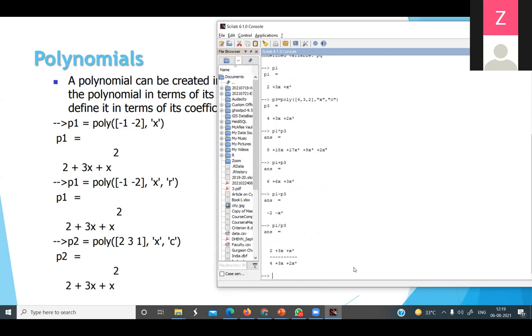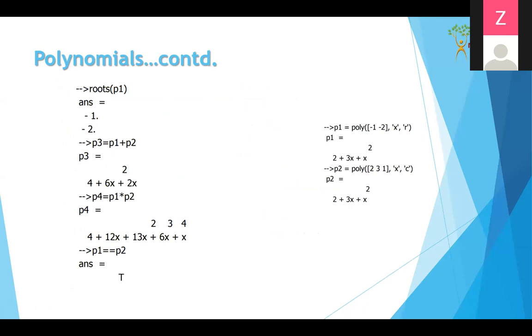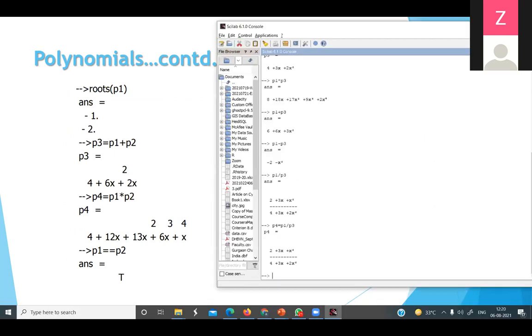Division, we can assign this to P4 equal to P1 divided by P3. So now P4 consists of the division of two polynomial equations. Once an equation is defined, we can easily calculate its roots. Let us find the roots of the multiplication of these two equations, roots of P1 multiplied by P3. These are the roots of the equation, which otherwise is difficult to find on other platforms, but here it's straightforward.